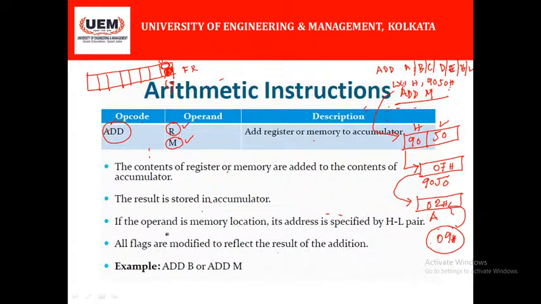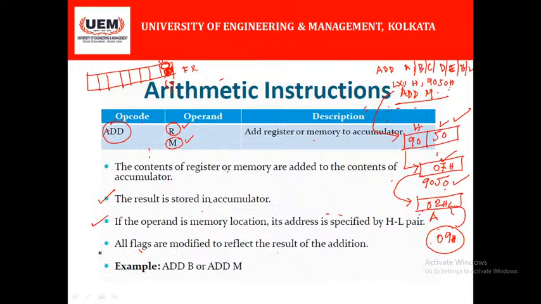After the addition operation, the sum of the addition is stored in the accumulator register. If the operand is in a memory location, for example in this case our operand 07, it is stored in memory location 9050, then this address should be specified by the HL register pair.